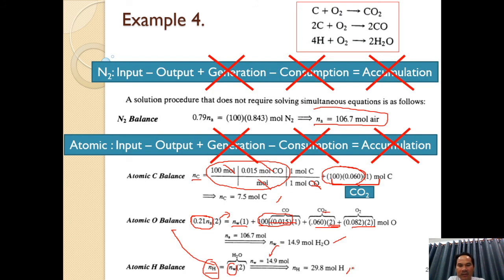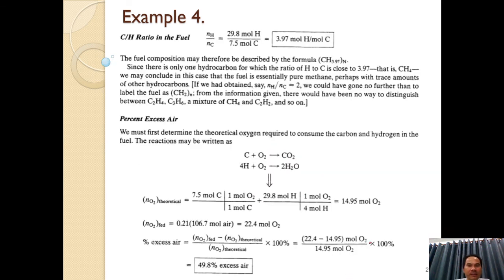NS is 29. NC is 7.5. You get about 3.797 or about 4. That's right. It should be methane because it's 4 mole hydrogen per 1 mole carbon. It's maybe ethane or methane for that case. For this case, you can conclude that the fuel is methane, because it's 1 mole C and 4 mole hydrogen.